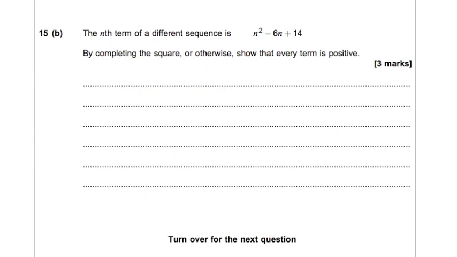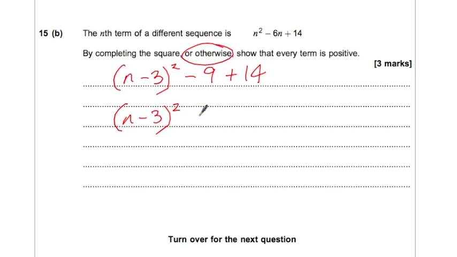Right, 15b. The nth term of a different sequence is n squared minus 6n plus 14. By completing the square, here's that scary word, or otherwise again, show every term is positive. Right, so let's complete the square. So first of all, we'll have n minus 3 all squared. That's going to give us n squared minus 6n plus 9. So I'm going to take away 9. So this bit now all equals n squared minus 6n plus 14. So we get n minus 3 squared minus 9 plus 14, which is 5.